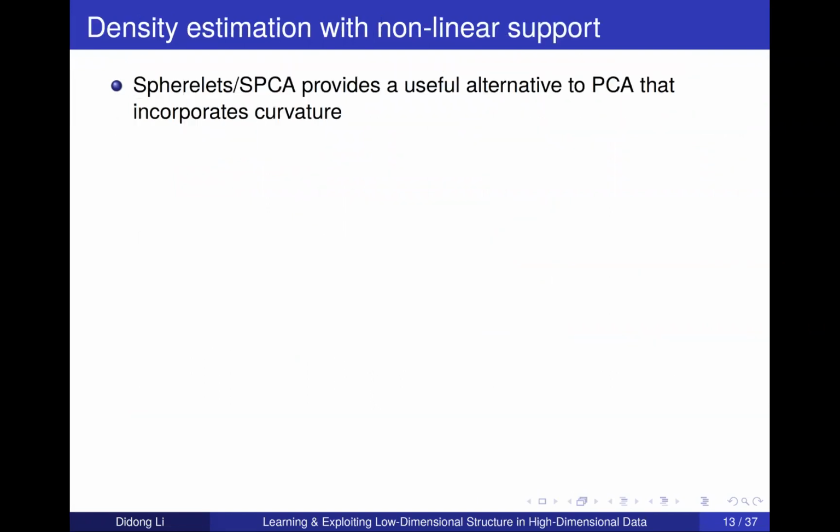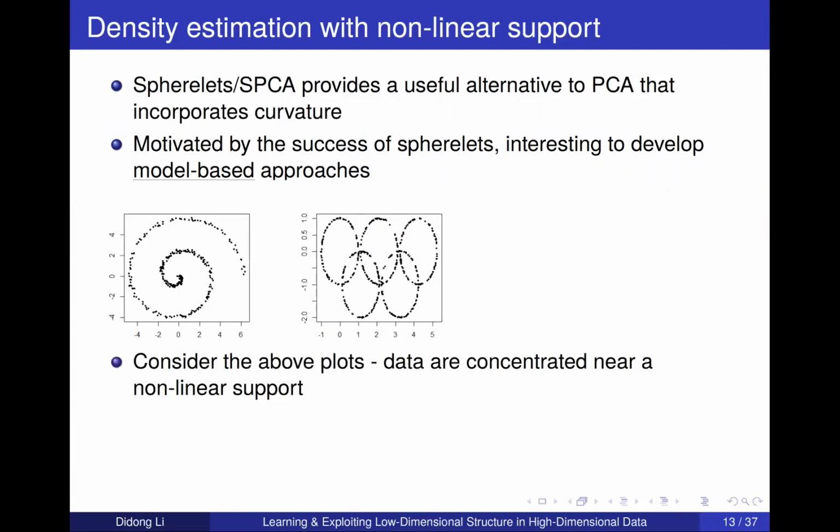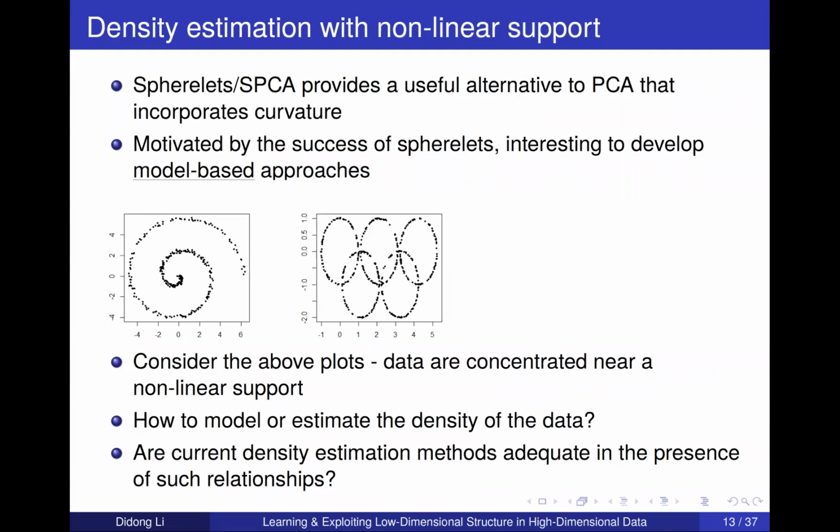So spherelets provide a useful alternative to PCA that incorporates non-zero curvature. Motivated by spherelets, we want to develop some model-based approaches, like for density estimation on Riemannian manifolds. Here are two motivating examples. If we have some data like this, the support of the unknown density is some Riemannian manifold with non-zero curvature. We have some existing methods to do density estimation, but we are not sure about the performance of these algorithms. So are they good enough for this case?